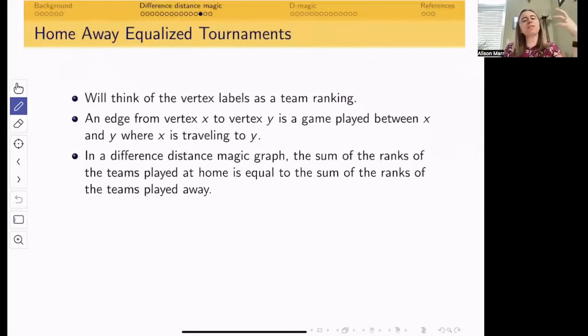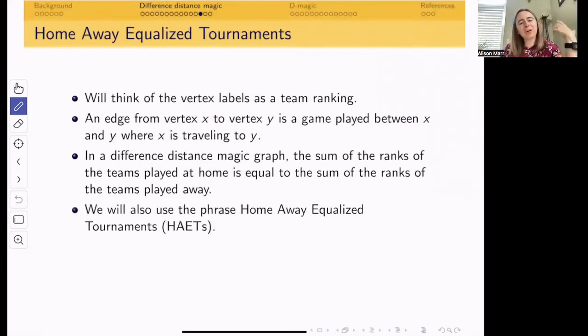And so in a difference distance magic sum, the sum of the ranks of the teams played at home is going to be equal to the sum of the ranks of the teams played away. So it's slightly different from the general tournament structure, where we actually take into account where you're playing. We think that's interesting. So we have called these home away equalized tournaments.